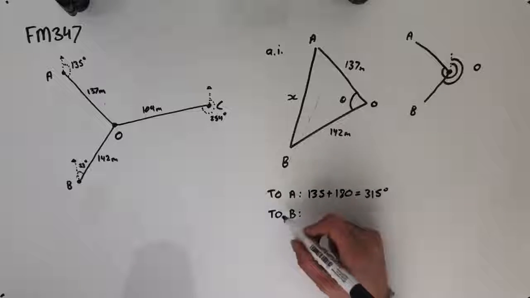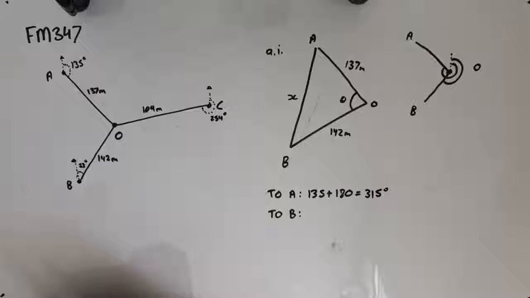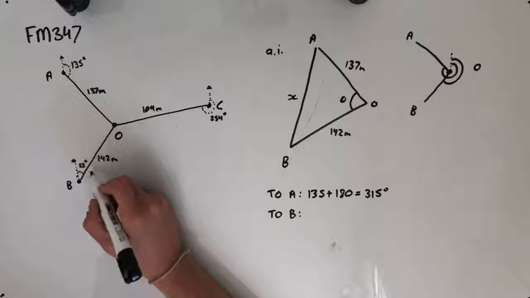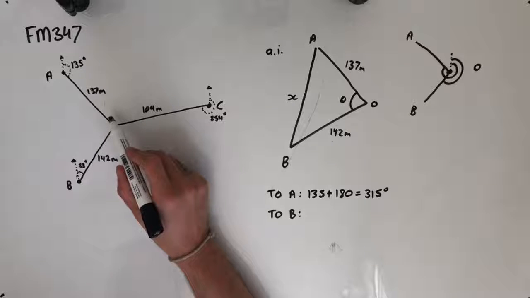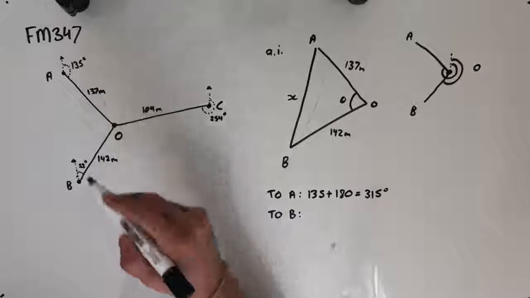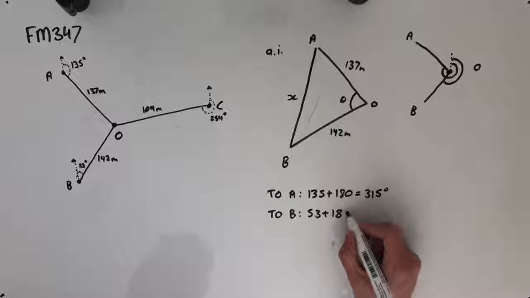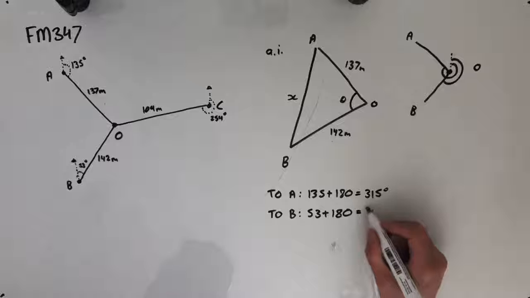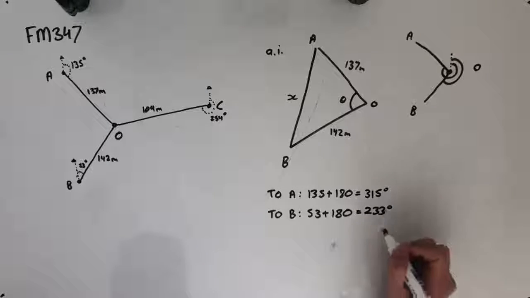If we take our bearing to B, so from B to O is 53 degrees, this is also under 180 degrees, which means that adding 180 degrees to it will give us the bearing from O to B. So we take our 53 plus 180, and we get a bearing of 233 degrees from O to B.